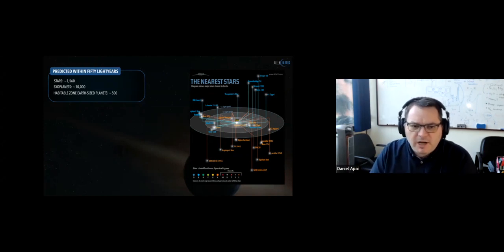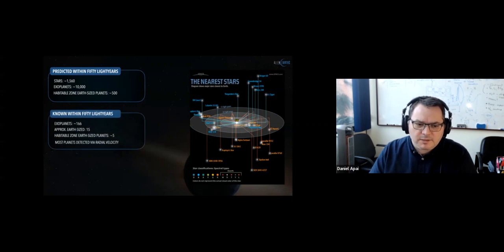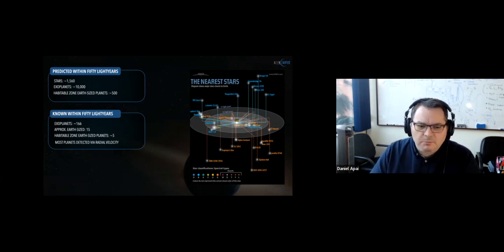Some would put this number higher. I'm probably more on the pessimistic side. But it is a pretty significant number of worlds, even within just 15 parsecs. But how much of this do we know? Actually, we know only about 166 or so exoplanets out of the 10,000 that may exist.